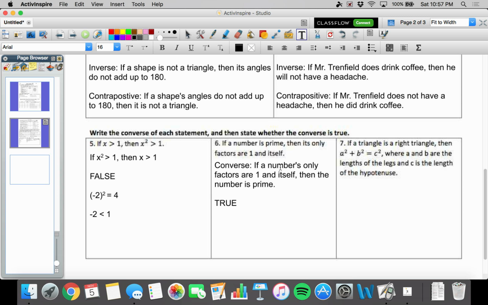So there can't be any numbers that have only factors of 1. Oh, I just thought of something. We could kind of say this is false, but maybe not. So if a number's factors are 1 and itself, then the number is prime. Yeah, we'll say this is true because 1 and itself would imply that 1 cannot be a factor.